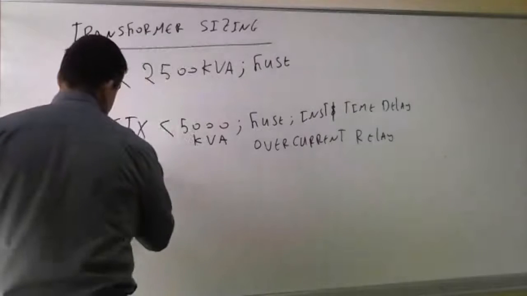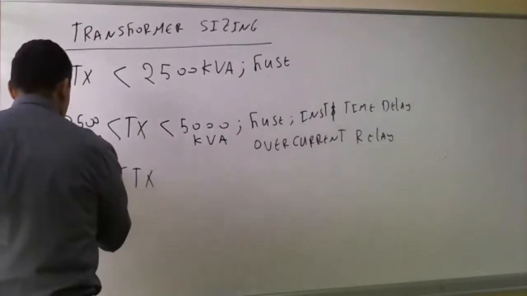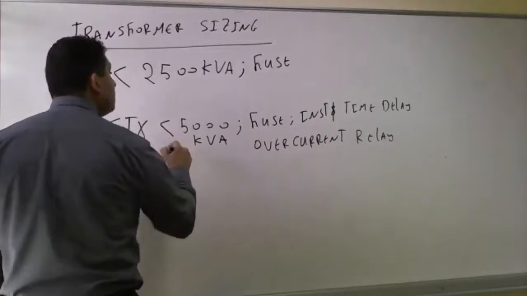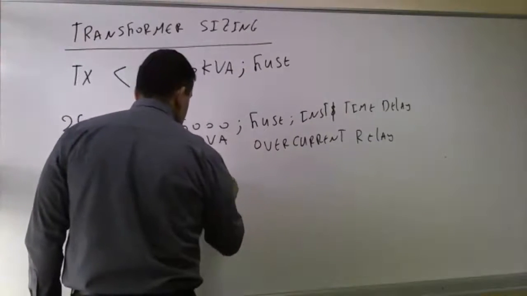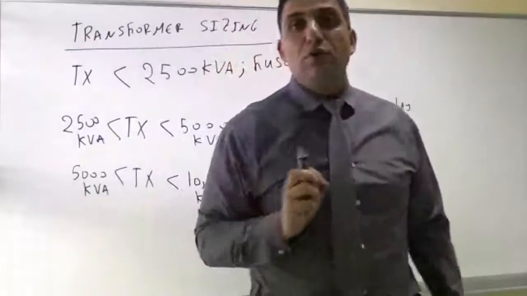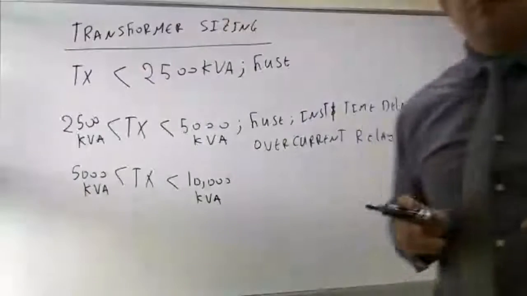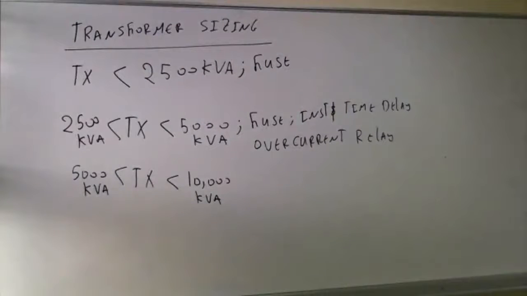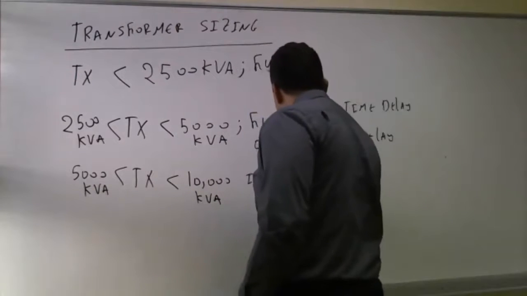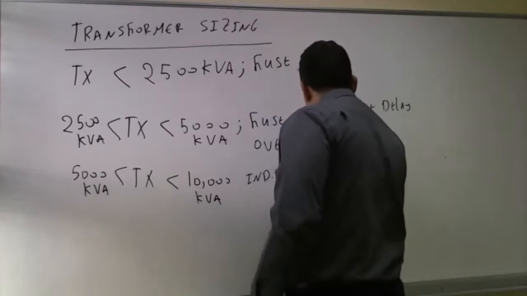Or if the transformer size is between 5000 kVA and 10,000 kVA, in this condition, we'll use an induction disk overcurrent relay. It's called induction disk overcurrent relay under these conditions. So in here, we'll use induction disk overcurrent relay.